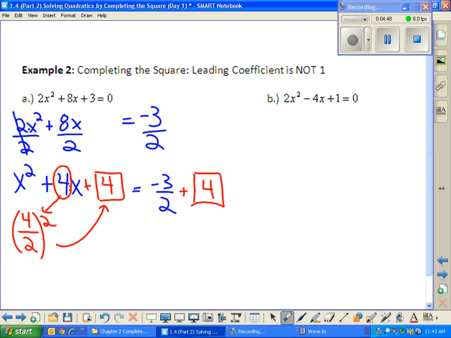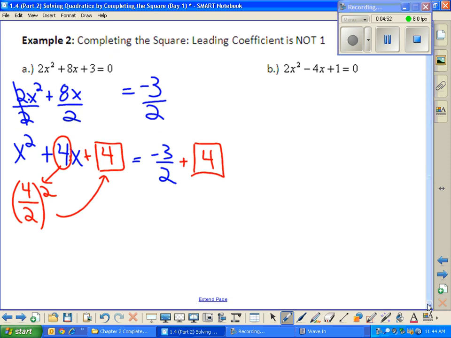So now the left side is indeed a perfect square trinomial. I'm going to factor it using the square root method for consistency. Square root of x squared, that's just x. Square root of 4, that's just 2.